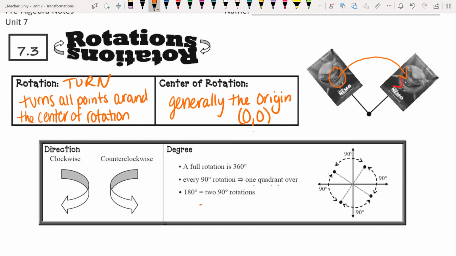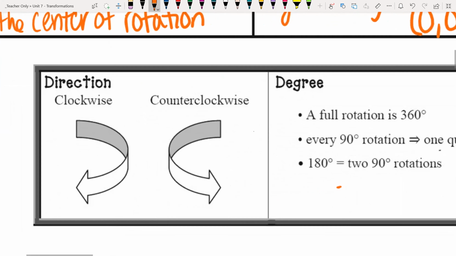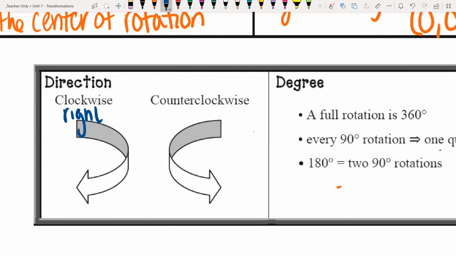Now there's two directions we can turn. Clockwise, which goes to the right, or counterclockwise, which goes to the left. So you'll be rotating your screens either to the right if it's clockwise or left if it's counterclockwise.